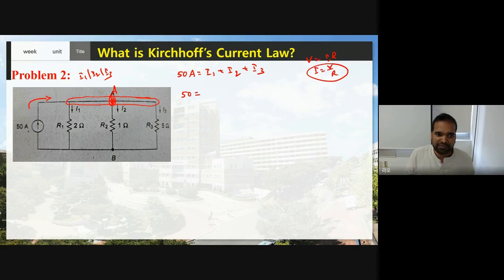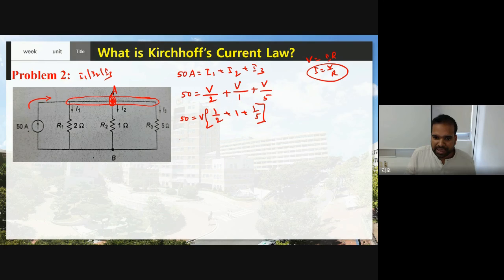So what is the voltage at R1, R2, R3? The voltage drop is the same. So I can consider V is the voltage, I1 equals V by R1, here 2, and I2 equals V by R2, which is 1, plus I3, voltage is the same, V by 5. Now see, can I take V common? Of course, if I take V common, I will get 1 by 2 plus 1 plus 1 by 5.